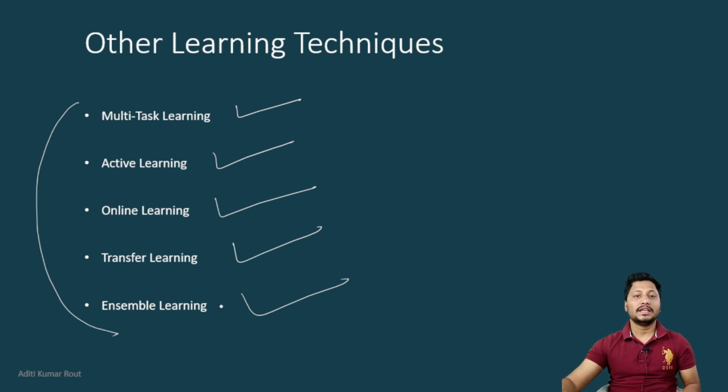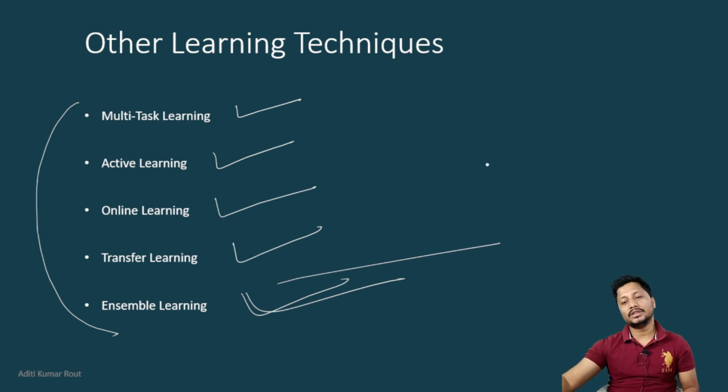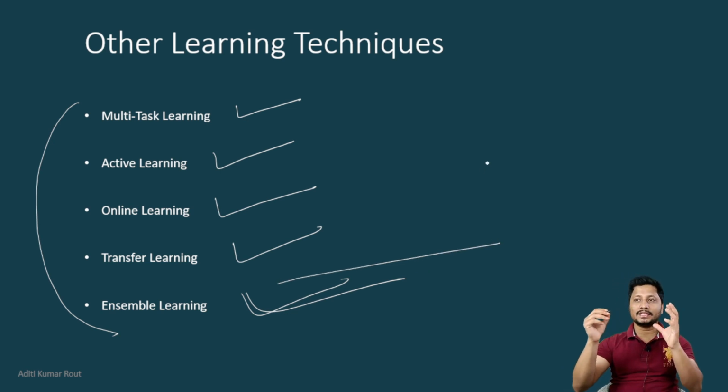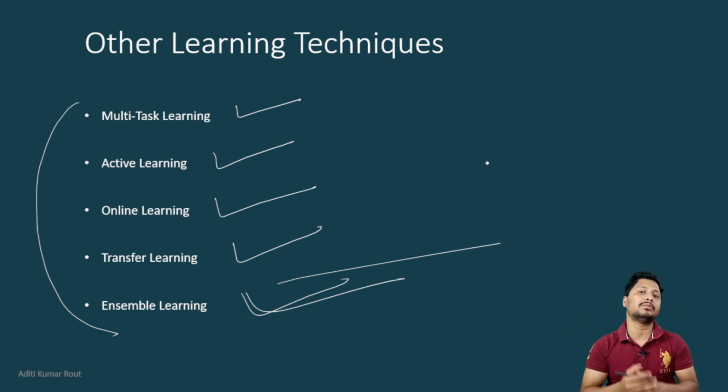If I am talking about the ensemble learning technique here, it is basically dealing with the output derived from multiple individual models. That might be from supervised, from unsupervised, but again it is derived from multiple individual major categories of learning models.